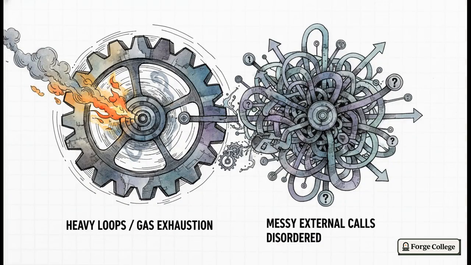Step 4, analyze external call ordering and gas. If those first 3 steps clear, it's time to look at the trace. Are there multiple transfers happening within a single transaction? Because that is a massive red flag for reentrancy. Or do you see a really heavy loop iterating thousands of times? Boom, that's your gas exhaustion right there.